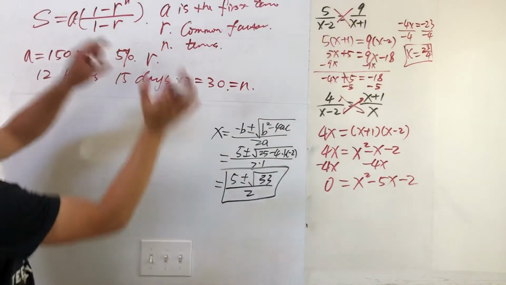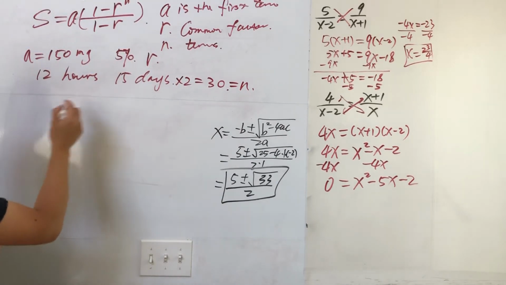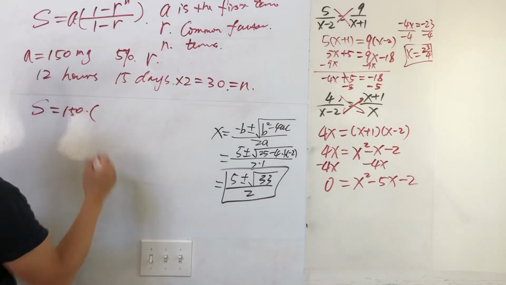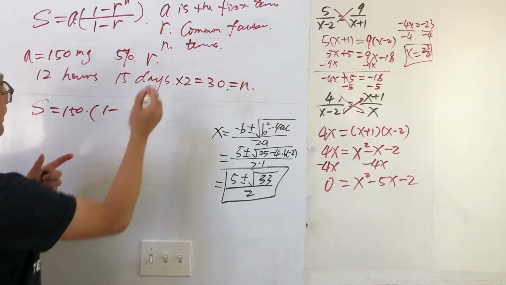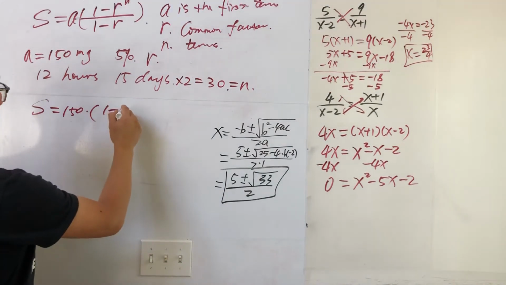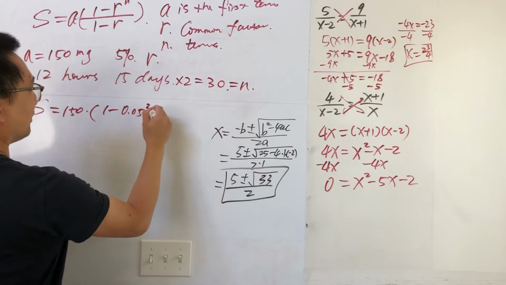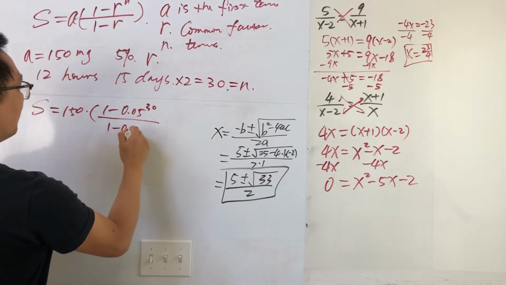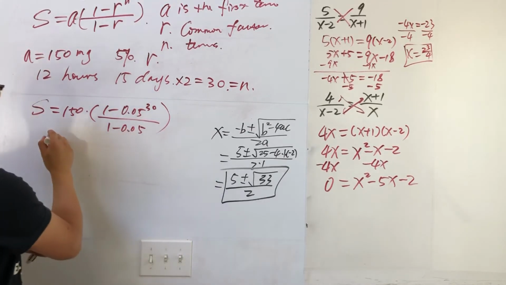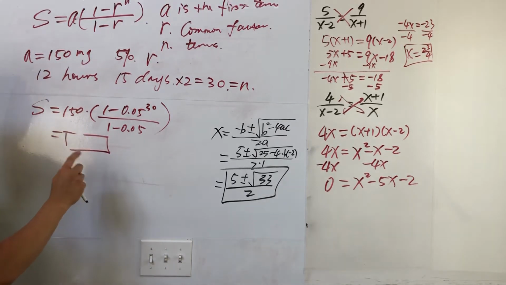So now you put everything into the formula. They mean how many milligrams are in your body after 15 days? So a is 150 times, right, 1 minus r, where r is 5%. You have to understand 5% is not 5. In decimal it is 0.05, right? So n is 30. So 30 over 1 minus 0.05. And then use your graphing calculator or your computer to find out the value here. That is the answer for number 5.